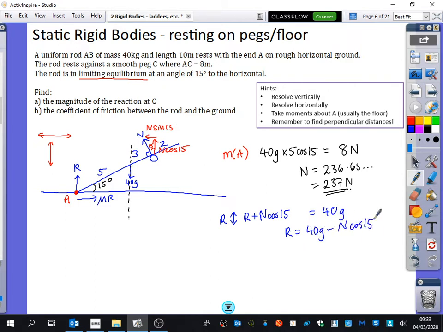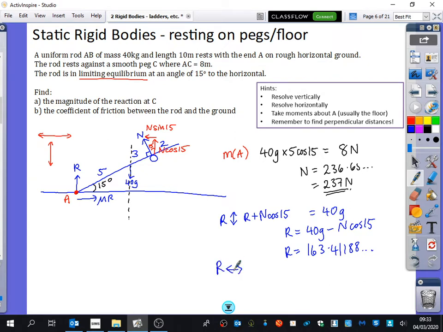I've already got N in my calculator here, so it's ready to go. So I can just type in 40g minus N cos 15. And we get that R is 163.41188, and so on.